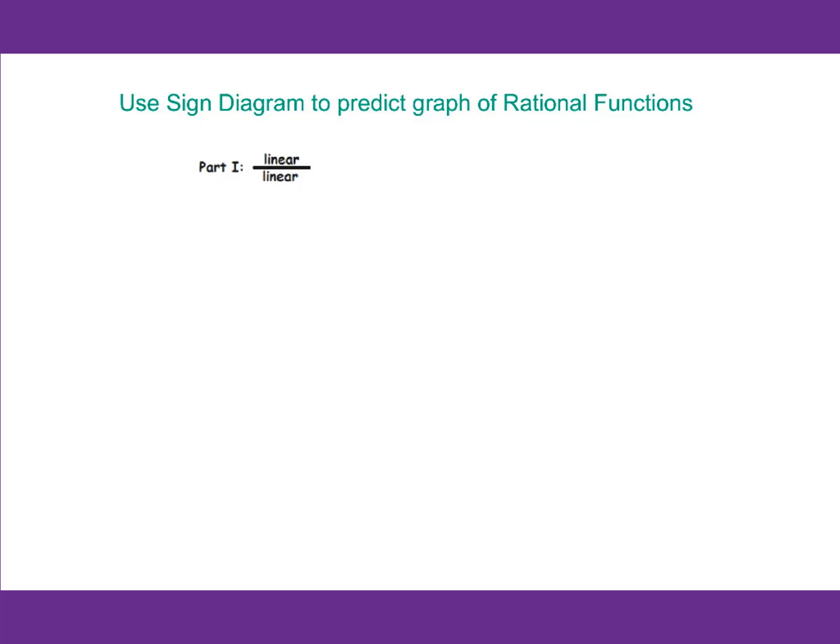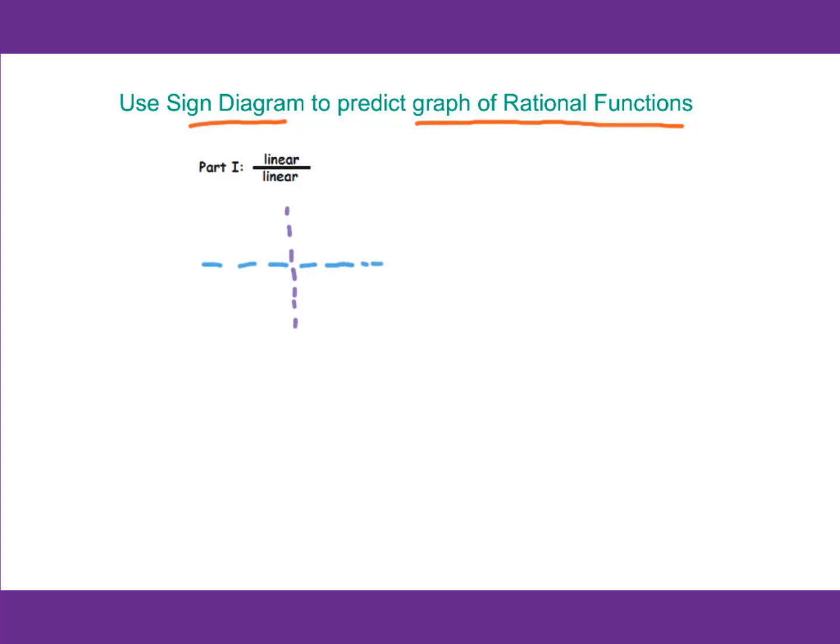Today's lesson is about using sign diagrams to predict the graph of rational functions. Let's talk about this topic according to the different rational functions. If a rational function is a linear over linear pattern, we know that we have only one vertical asymptote line and one horizontal asymptote line.